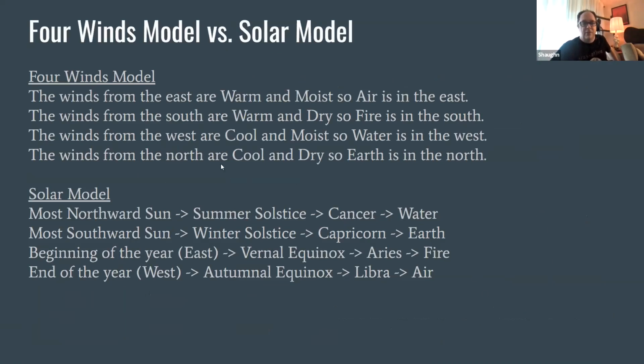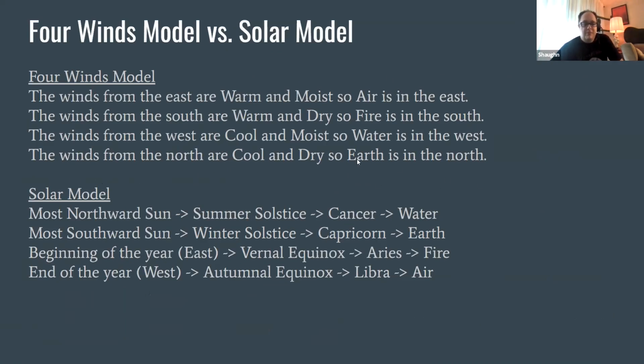And this is the justification. With the four winds model, the winds from the east are warm and moist, so air is in the east. The winds from the south are warm and dry, so fire is in the south. The winds from the west are cool and moist, so water is in the west. And the winds from the north are cool and dry, so earth is in the north.